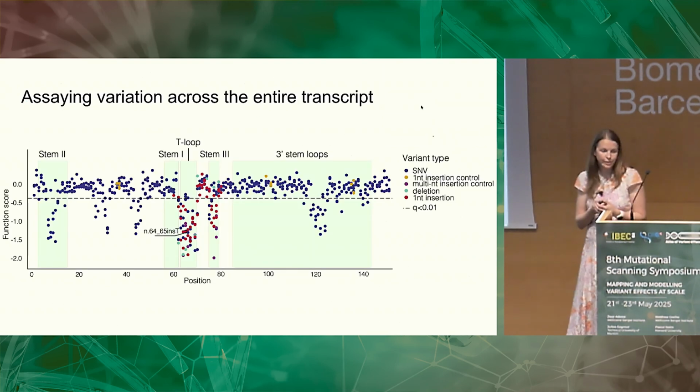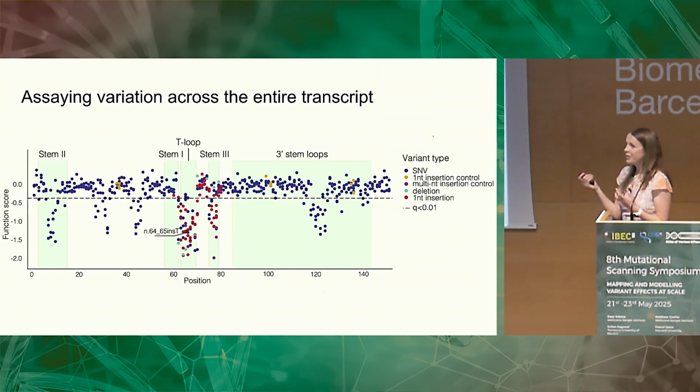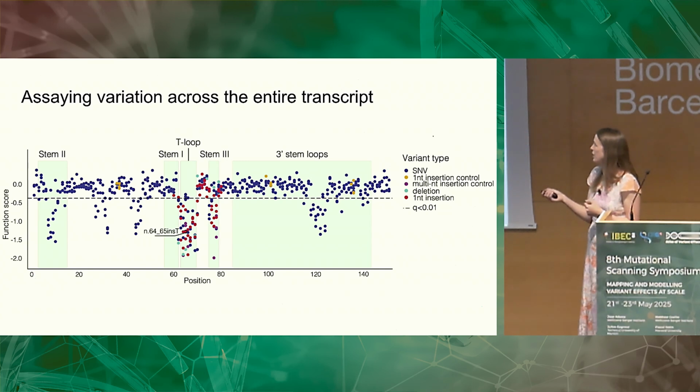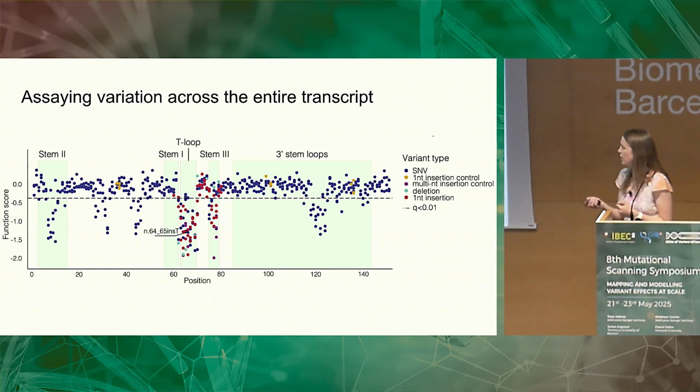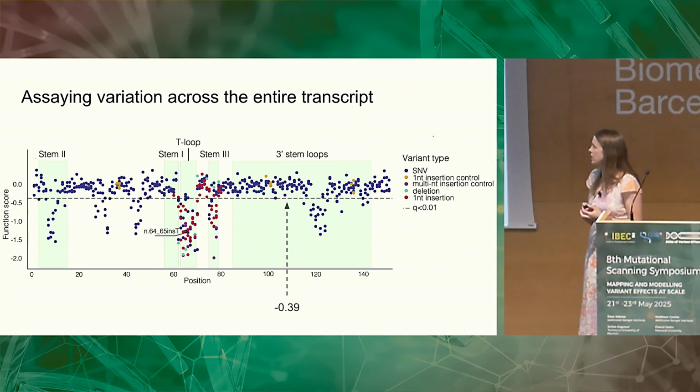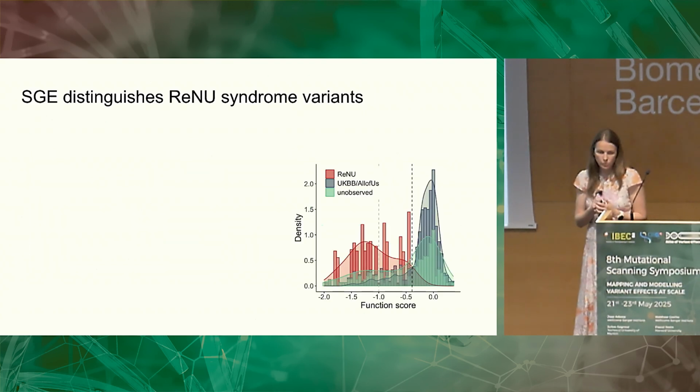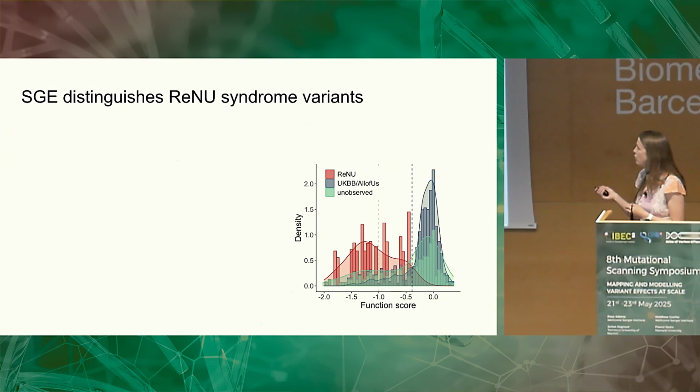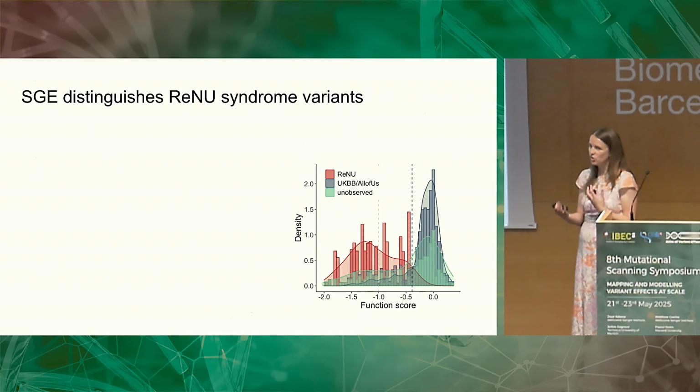So this is what the data looks like. Here, you're very used to looking at these plots, but using those control insertions, we drew this dotted line at a position that corresponds to a score of -0.39, saying that everything below this line was significantly depleted in our assay. These scores allow us to perfectly separate out the variants that we find in Renew syndrome. I should say that we don't have many VUSs in this gene, given it was such a new discovery.